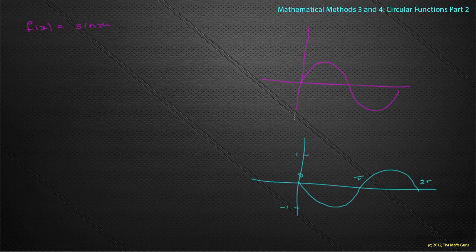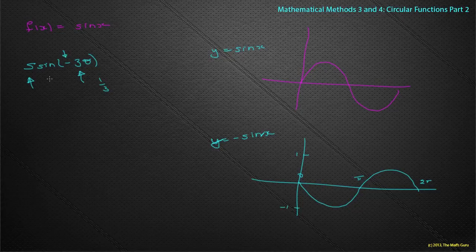So what would our equation look like? If this was y equals sine of x, this would be y is equal to minus the sine of x. And what about if we were being asked to graph 5 sine of minus 3 theta? We now know that 5 is our amplitude, 3 is going to be a dilation by a factor of a third. But what about this minus sign in here? If the minus sign was outside and it was a reflection in the x-axis, then a minus sign inside must be a reflection in the y-axis.